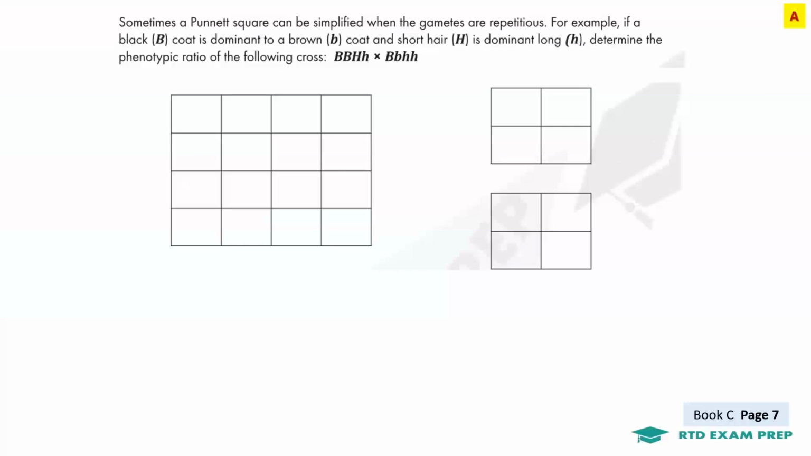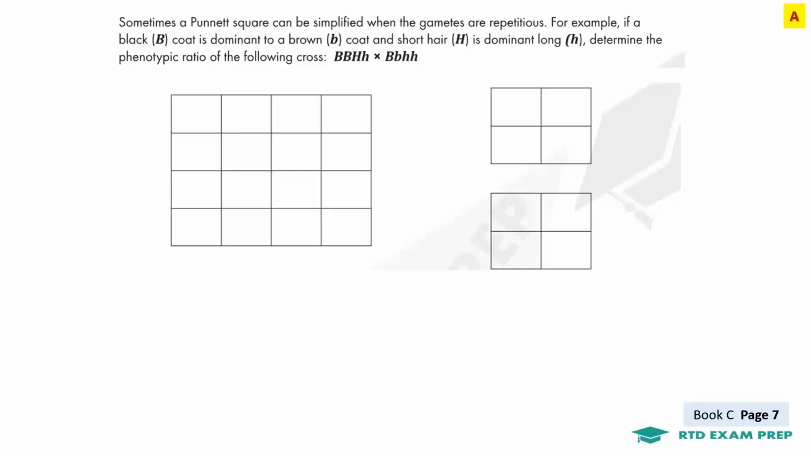Whenever possible, we want to see if we can avoid redundancy if things are going to be repetitious. So sometimes we don't have to do all 16 squares, but we have to look for those patterns and we need to be very careful. So for example, if a black coat is dominant to a brown coat, and a short hair is dominant to long hair, so we're using B's and H's, determine the phenotypic ratio of the following cross. Put me on pause, try it, and then let's come back and take a look at this together.